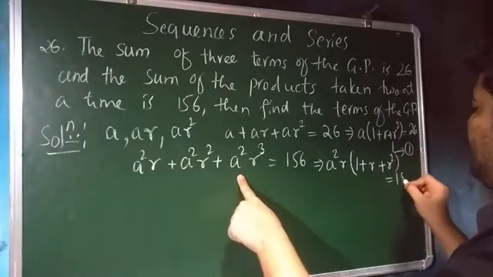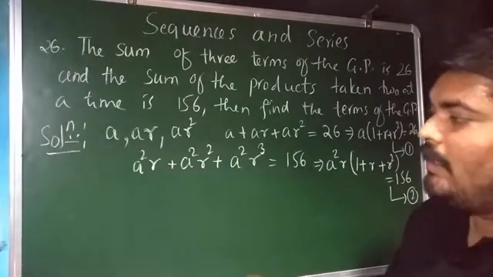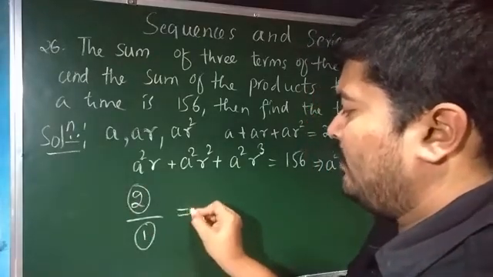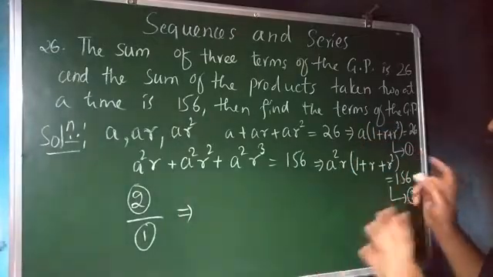That is equal to 156, they have given. Now consider this one as equation number 2. Now here your task is to divide equation 2 by equation 1. What you are left with, both LHS and RHS part, your task is to divide separately.